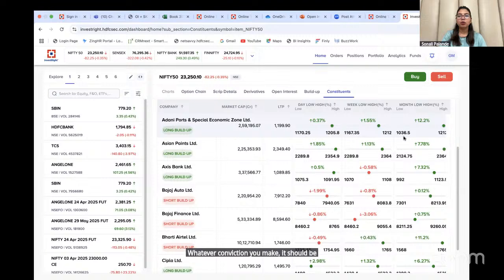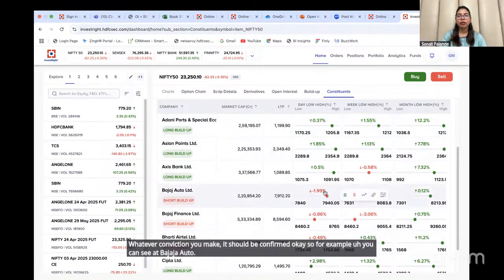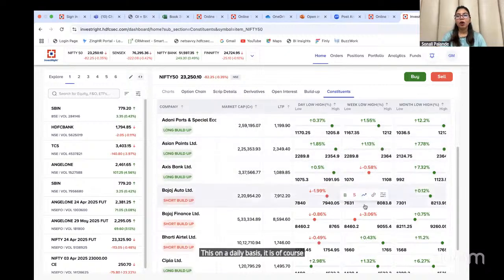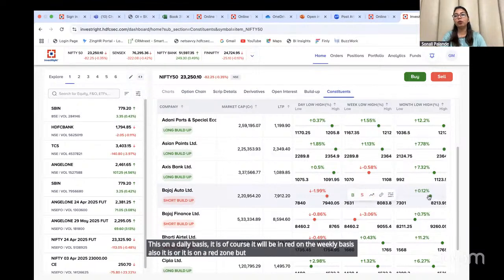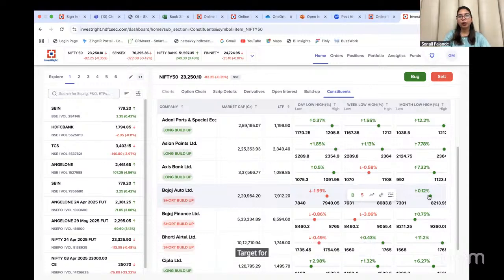Okay, so for example, you can see at Bajaj Auto, on a daily basis, of course, it will be in red. On a weekly basis also, it is in a red zone, but it has not broken its monthly range on the downside. Okay, so there is still some room to come down on the monthly basis. All right, so we have to keep looking at the charts as well. We get to understand what can be the next target for the downside for that particular stock.